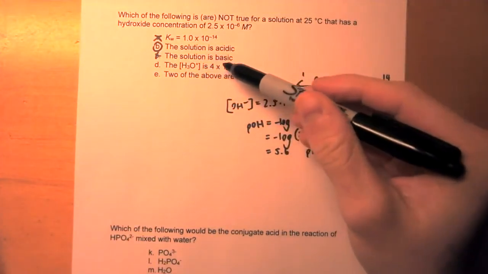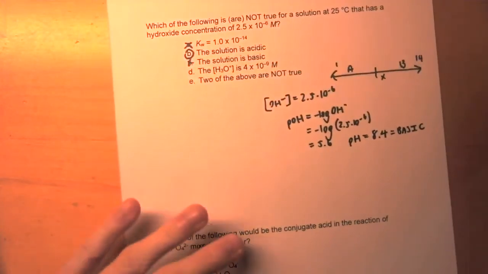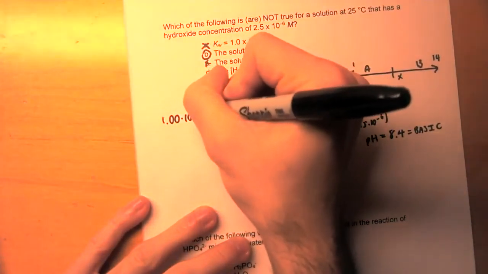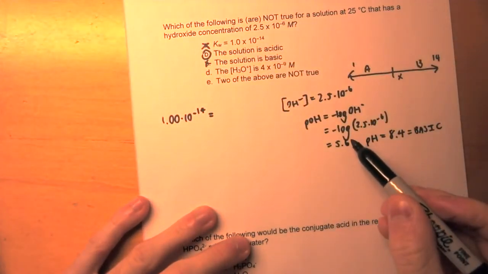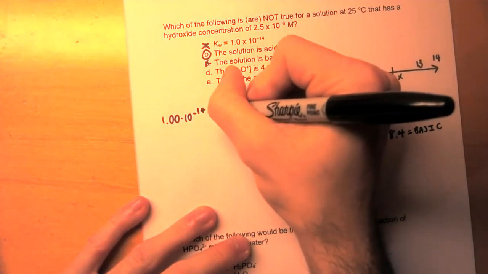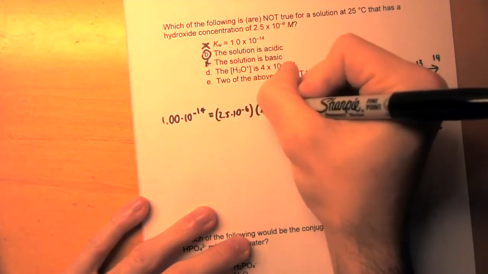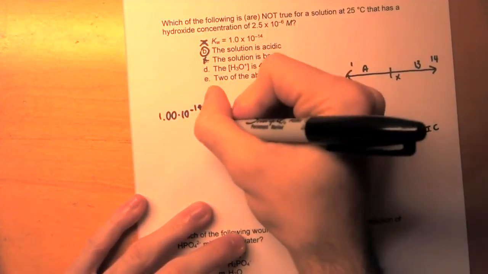The H3O plus is 4 times 10 to the negative 9th molar. Well, let's set up Kw yet again, just like the last problem. 1.00 times 10 raised to the negative 14th is equal to my acidic times basic. Well, we know our basic is 2.5 times 10 to the negative 6th times my acidic, and my acidic would be H3O plus. So let's find what it is equal to.